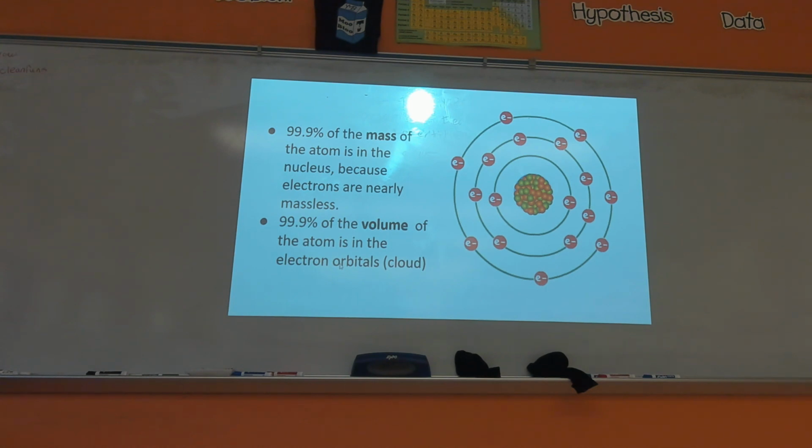99.9% of the mass of the atom is in the nucleus. So the nucleus, we said that's where the protons and the neutrons are at. But here's the deal. 99.9% of the volume, like the space the atom takes up, is outside of the nucleus where the electrons are. Now what's the problem with that? Why should that kind of blow your mind? It's almost like a contradiction here.